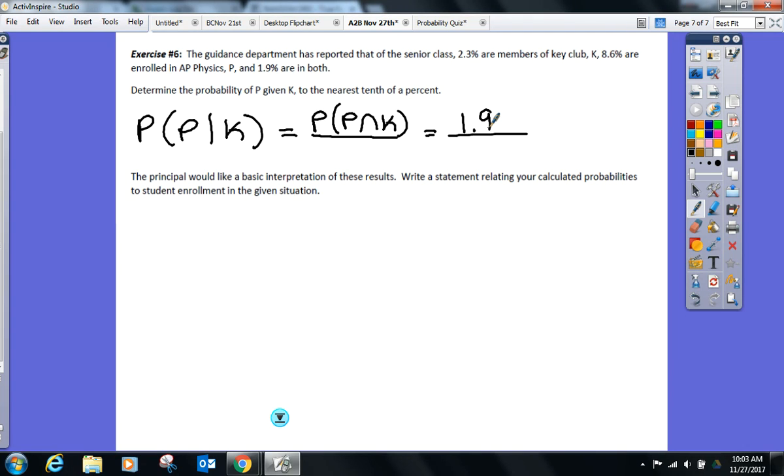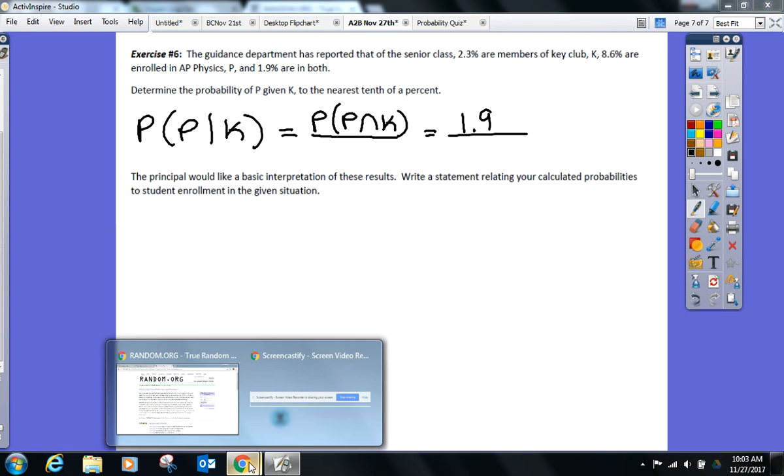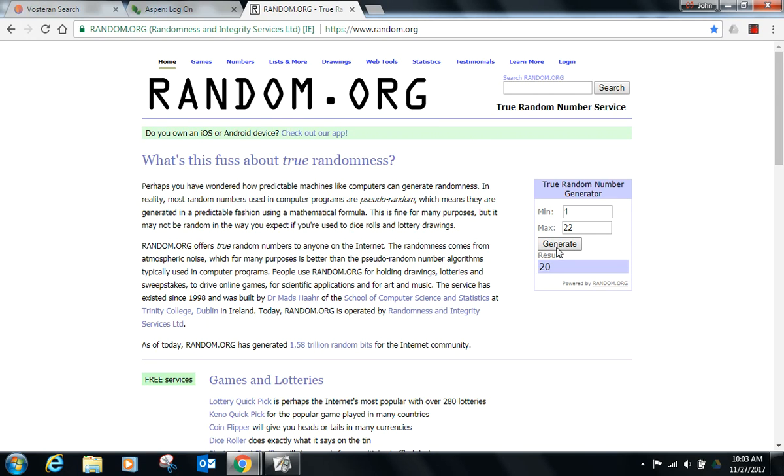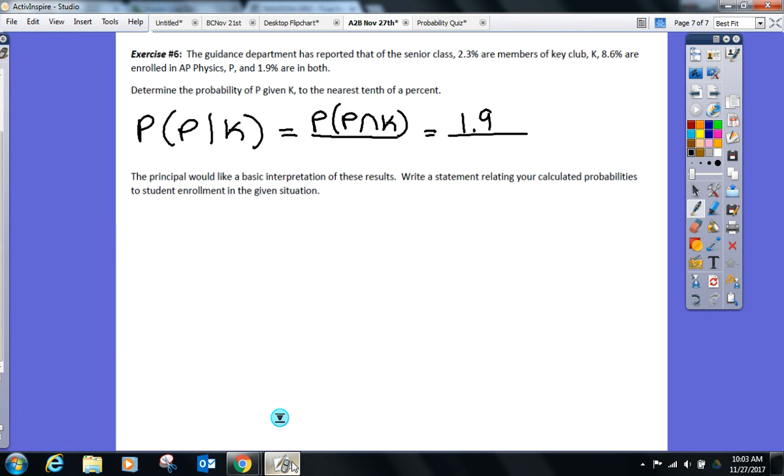What should be going on the bottom now according to the formula? The probability they do what? The numerator is always they do both. The denominator is the probability that they're in Key Club. We used to give this question on a test, and everyone would say 8.6. Anybody know why? Because they see it right next to K, and the mind just goes, oh, they go together?